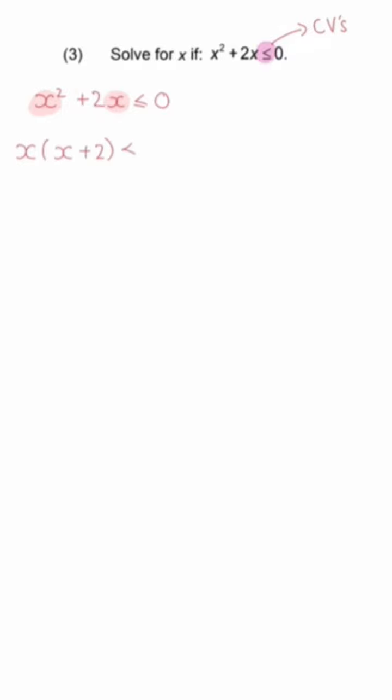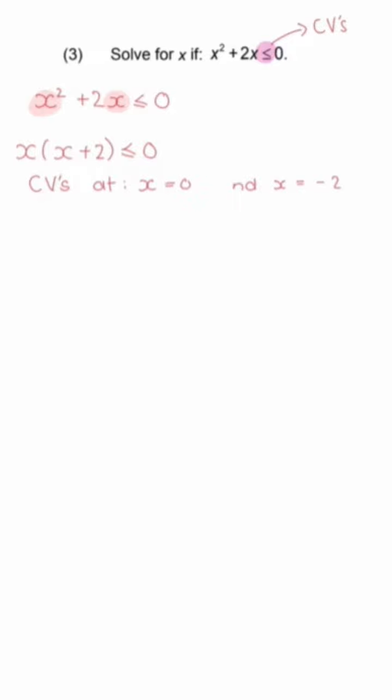Now from here, some of you might want to say, okay, well then x is equal to 0 or x is equal to negative 2, and you would be wrong, all right? Because in this case with inequalities, we have something called CVs, your critical values, and then you can say x is equal to 0, or x is equal to negative 2.